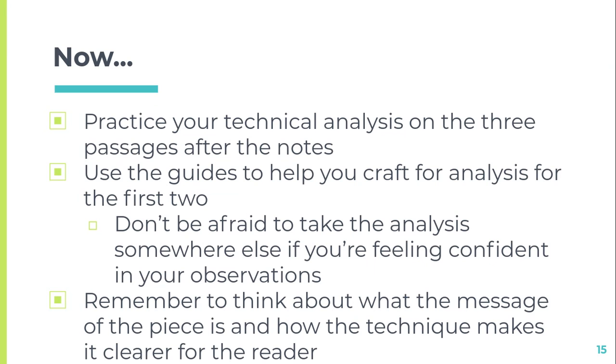All right, so now I want you guys to do a little bit of independent practice with this style of analysis, this very technical analysis. There are three passages after these notes. Use the guides to help you craft your analysis for the first two. I've given you guys a lot of guardrails to help you break this process down. And if you're feeling like these guardrails are holding you back, don't be afraid to take the analysis somewhere else if you're feeling confident in your ability to analyze. And remember, make sure you're thinking about what the message of the piece is and how the technique makes it clearer for the reader. What is this passage trying to say? How do these techniques help it say that?